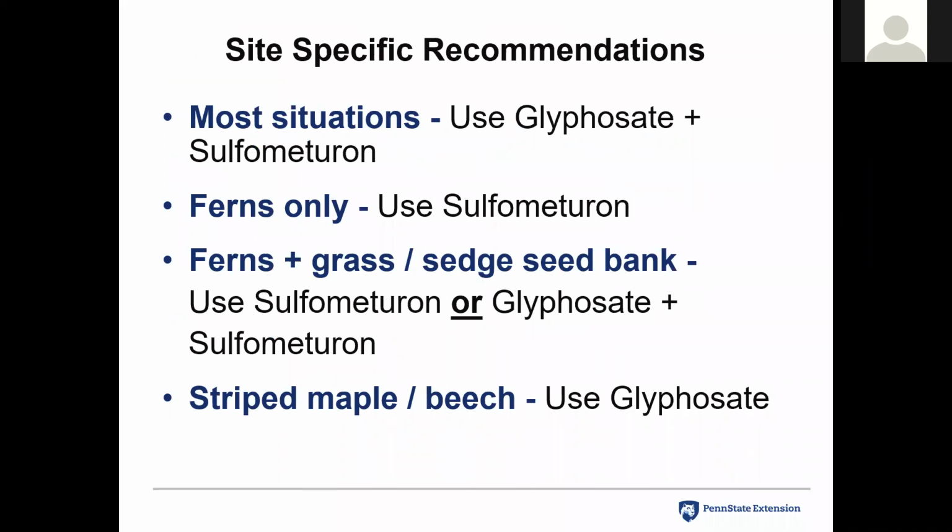So here's some of the site-specific recommendations. Most situations, you're going to use glyphosate plus sulfometuron mixed together. For ferns only, the recommendation is just to use sulfometuron. They found it was very effective at controlling ferns alone. If you have ferns plus grass and sedge seed bank, like a lot of our sites now are fern with Japanese stiltgrass, for example, we're using sulfometuron alone or glyphosate plus sulfometuron. And then sites that have striped maple and beech, you have to use glyphosate because the sulfometuron does not control those woody species at all.